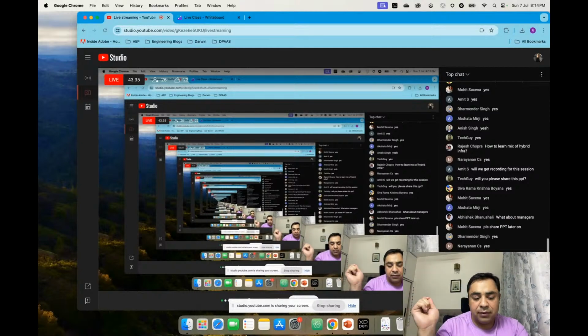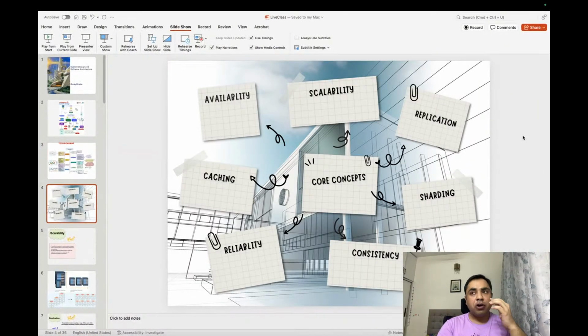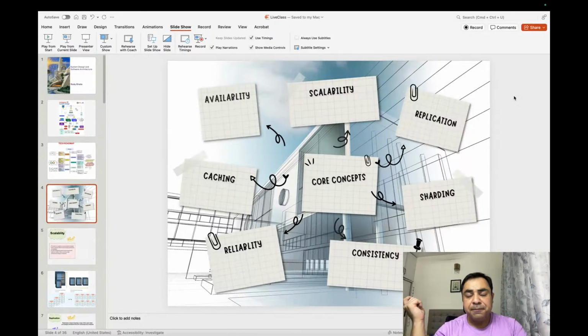But that will come with the experience. Now we will move to the next section. So at a high level, there are many areas in system design, but these are the very basic things required for designing any system, be it availability, scalability, replication, caching, sharding, or consistency. These are the very basic core concepts.